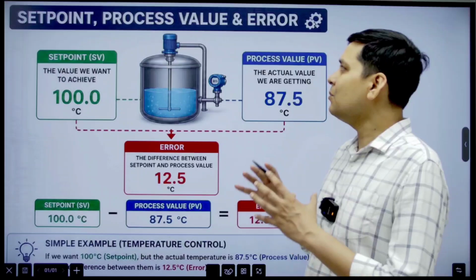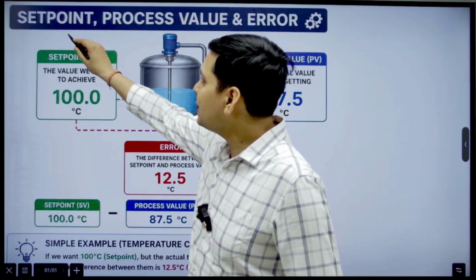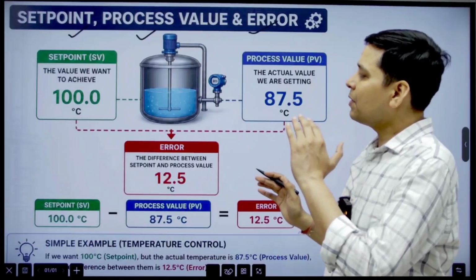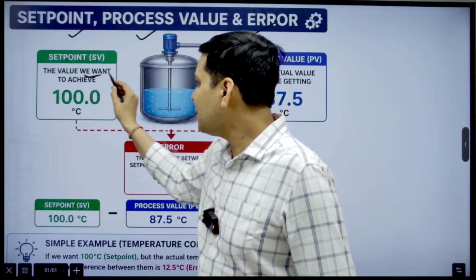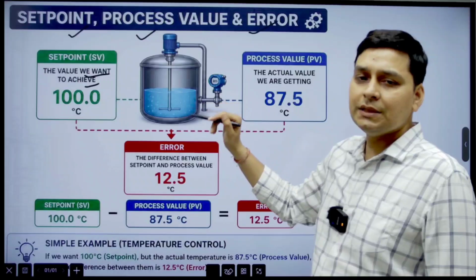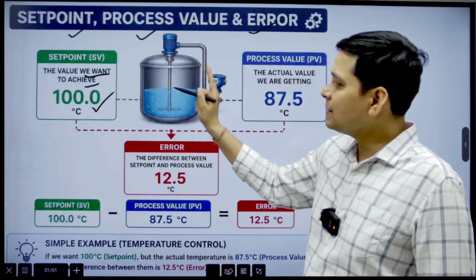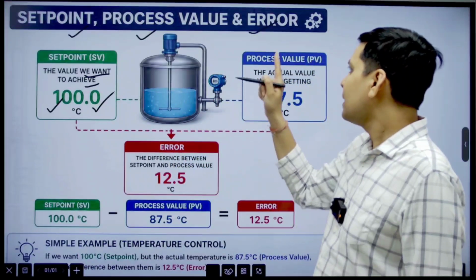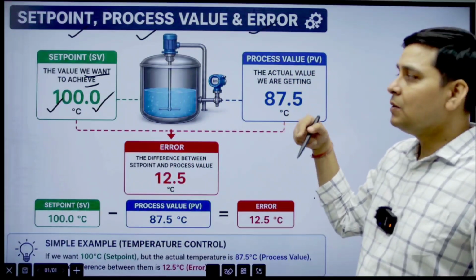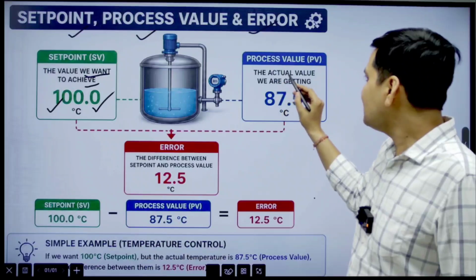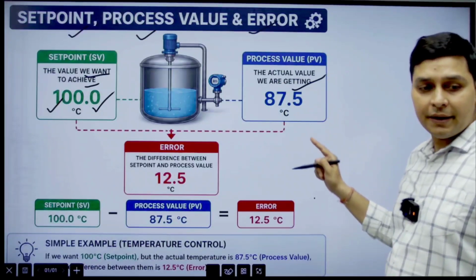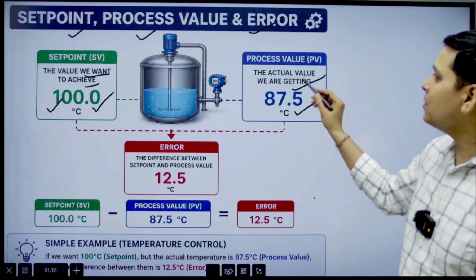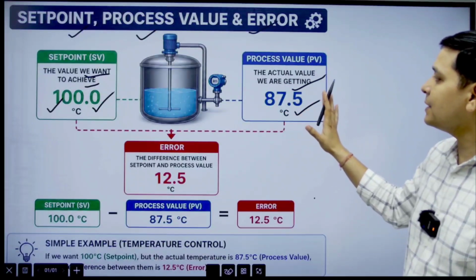For a PID controller, some points are very important. They are set point, process value, and error. What are these? The set point is the value that we want to achieve. Suppose we want to achieve a temperature of 100 degrees Celsius, then the set point or set value will be 100 degrees Celsius. The process value, also known as the process variable, is the actual value that we are getting. Suppose we are getting 87.5 degrees Celsius, then the process value or process variable will be 87.5 degrees Celsius.